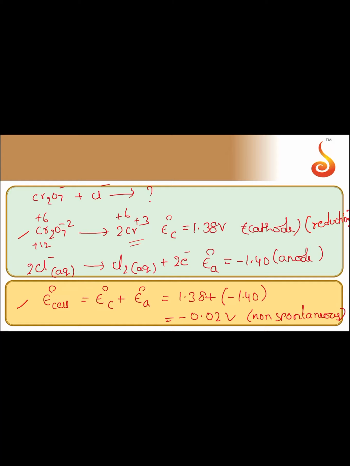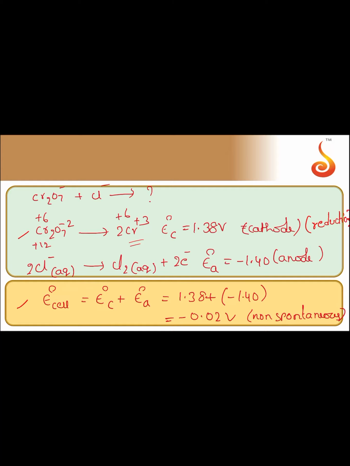And then 2Cl- aqueous gives rise to Cl2 aqueous plus 2 electrons. I am taking the oxidation potential, same as in the previous case. The oxidation potential is E0 anode equal to minus 1.40. When the cathode reduction potential and the anode oxidation potential are given, the formula to calculate the E0 cell value is E0 cathode plus E0 anode. If you substitute, you will get the value minus 0.02 volts. The E0 cell value is negative, so the reaction is non-spontaneous. Means Cr2O7 2- cannot oxidize Cl-.